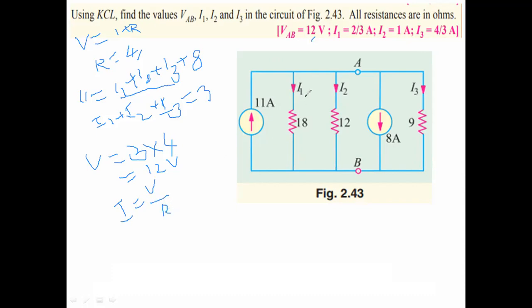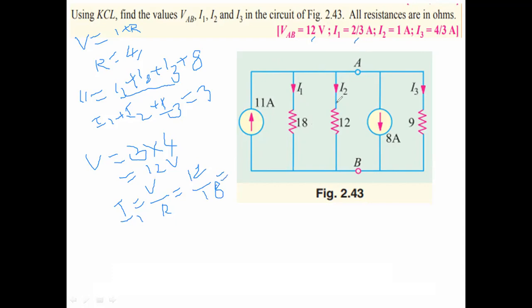I want to find out the current through this resistance. That's why I1 is equal to the total voltage V and the resistance is 18. Okay, R is 18. So 12 by 18. That gives I1 as 2 by 3.